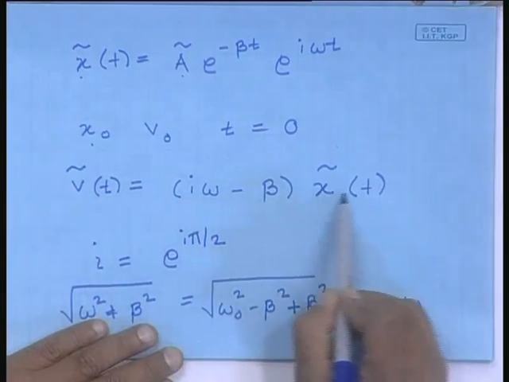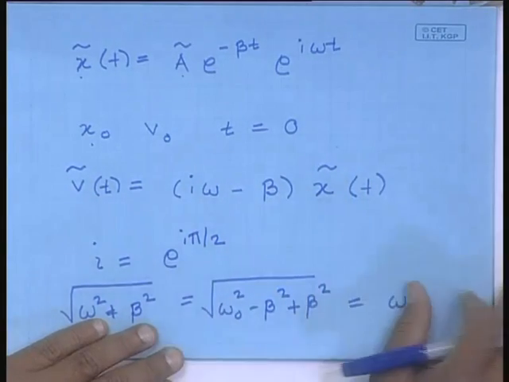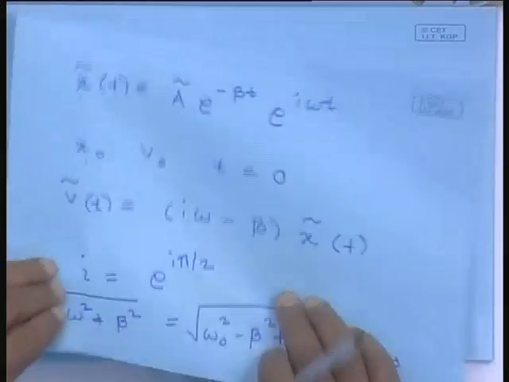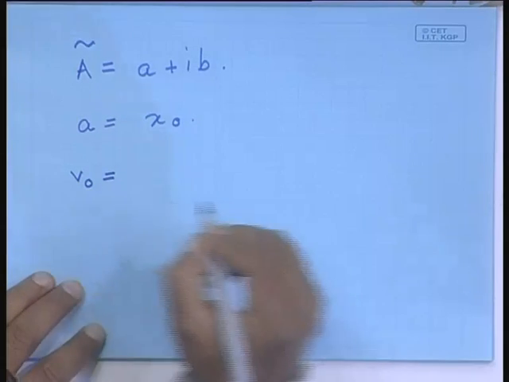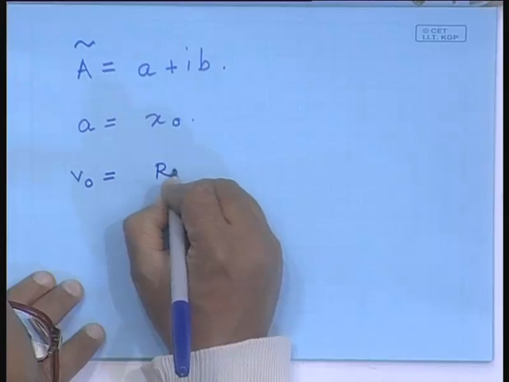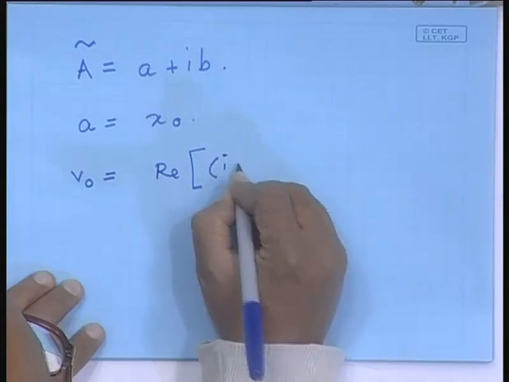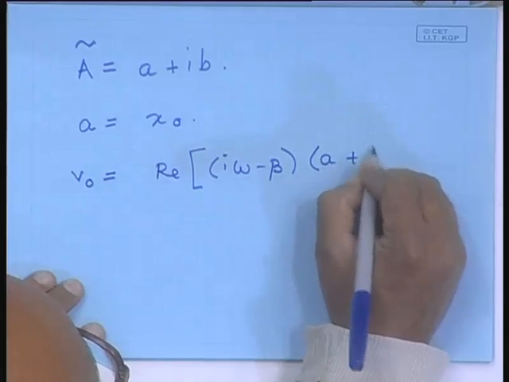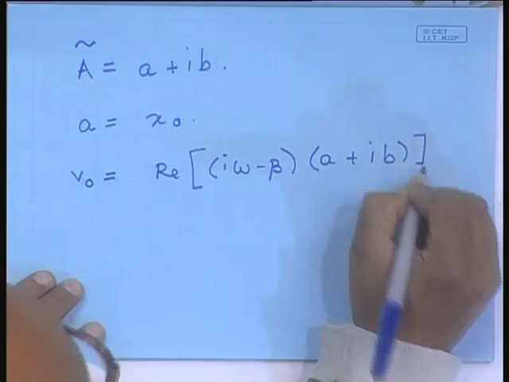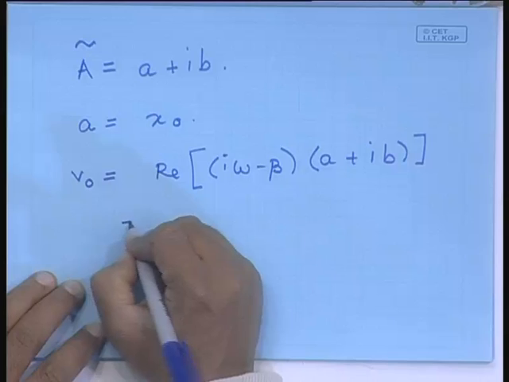So, if you ask the question what is the velocity of the particle at t equal to 0, you should take only the real part of this expression at t equal to 0. So, to calculate the velocity at t equal to 0, you have to take the real part of i omega minus beta into A tilde, which is A plus iB. So, let us see what the real part of this is.